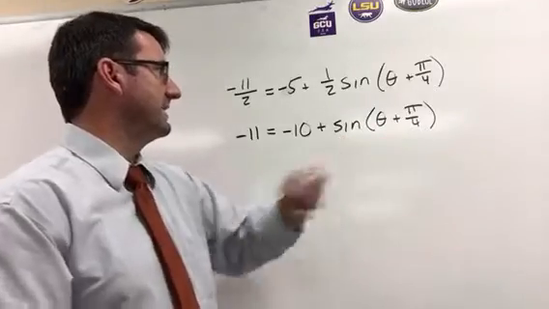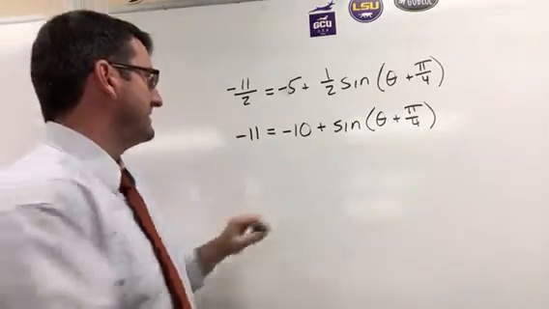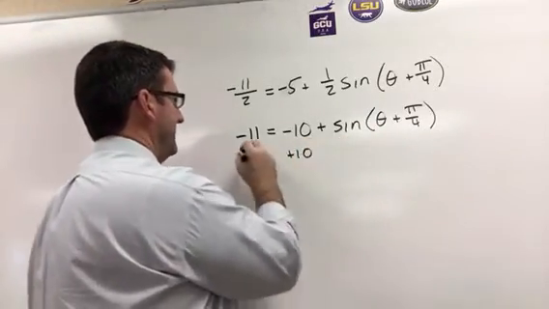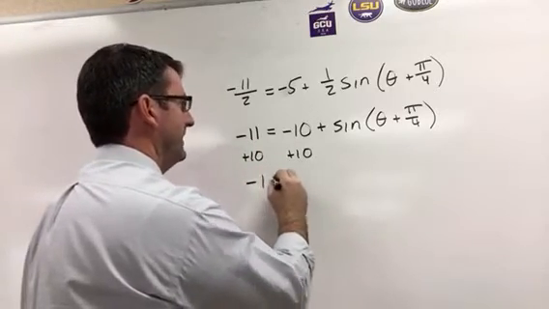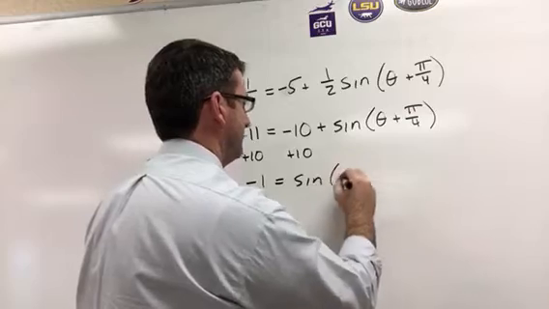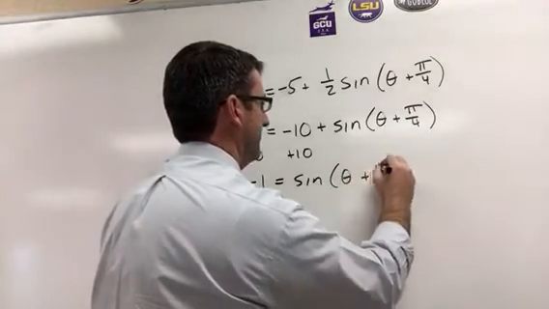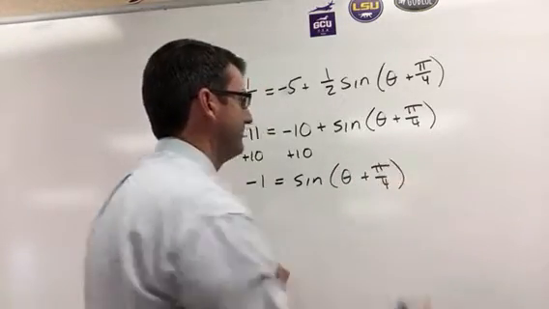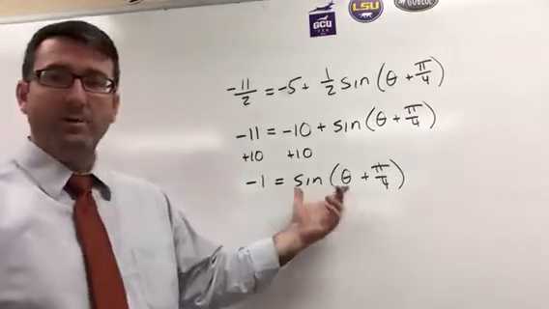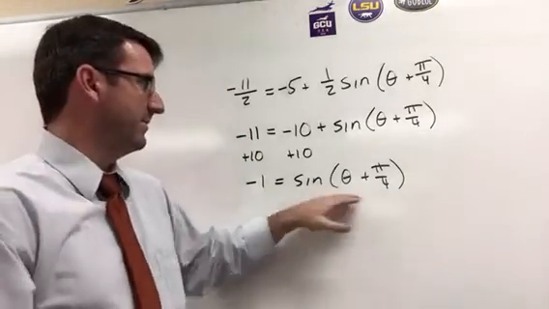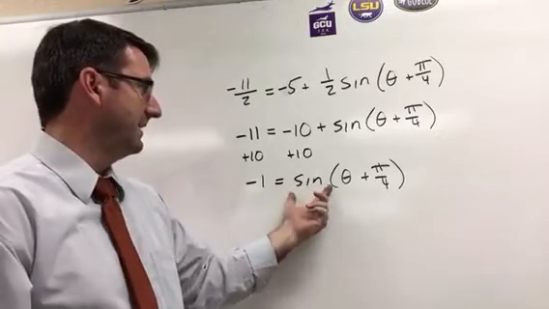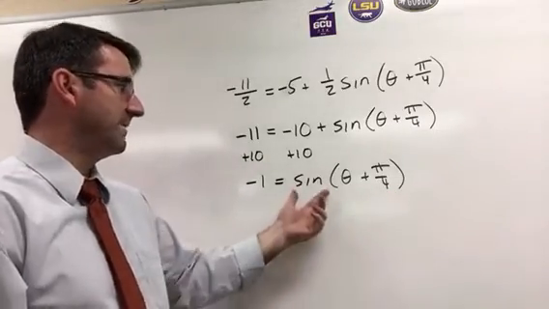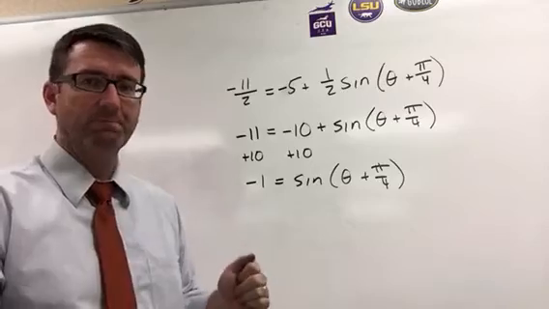We're still trying to get sine by itself, so let's add 10 to both sides. That gives us negative 1 equals sine of theta plus pi over 4. Now that we've got sine by itself, even though we've got some stuff in the parentheses here, sine is by itself.